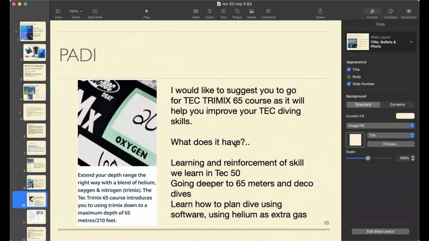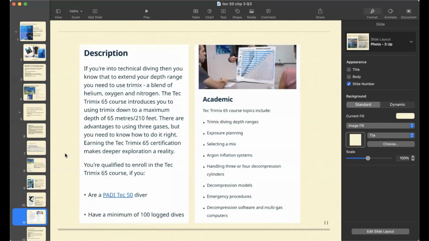What does it actually have? It will reinforce the skills of what we learn in Tech 50. Plus, we'll start all the exercises again. And then we're going to go deeper to 65 meters and do a deco dive. Learn how to plan using your software, using helium as an extra gas.